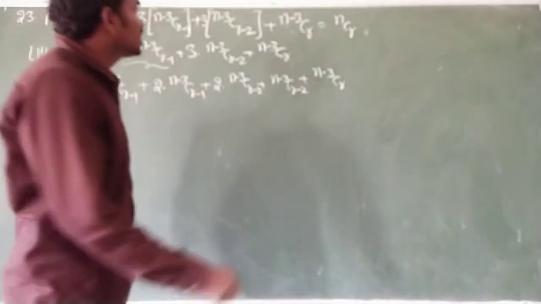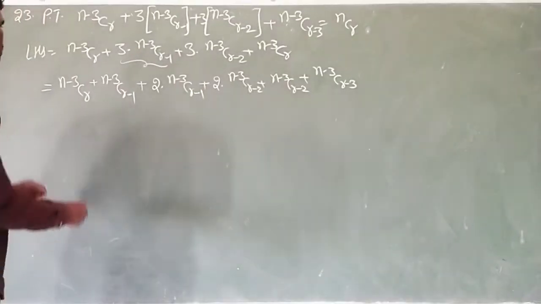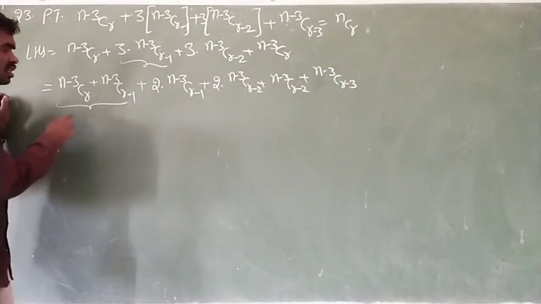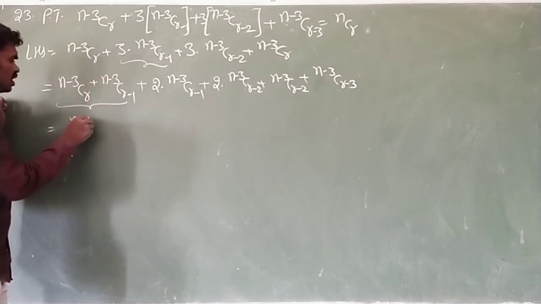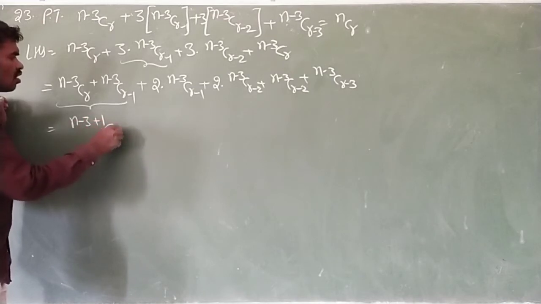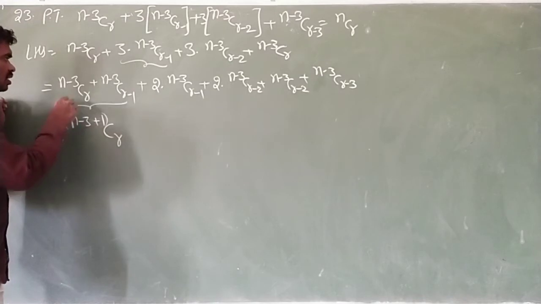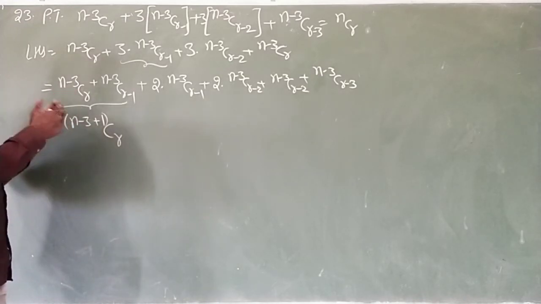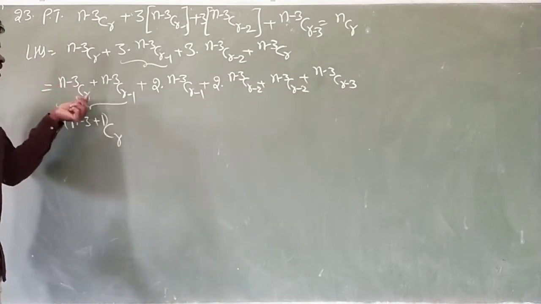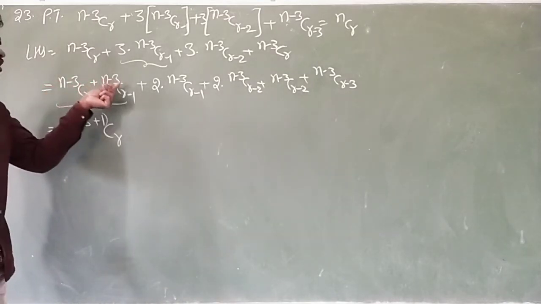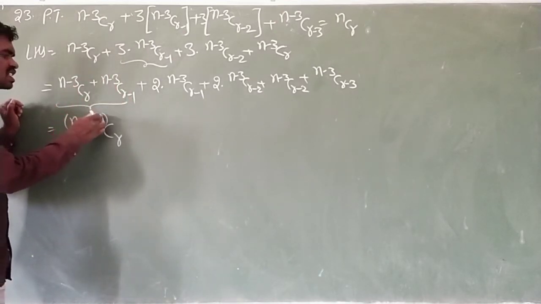Sorry, nC(r-3), this is r minus 3. So now, from the first two terms, the form is nC(r-1). So we can write (n+1)C(r-1) is r. Okay? Something difficult to understand for you, but try it. nCr, n means n minus 3; nC(r-1), n means n minus 3 plus 1. So we get the formula (n+1)Cr.